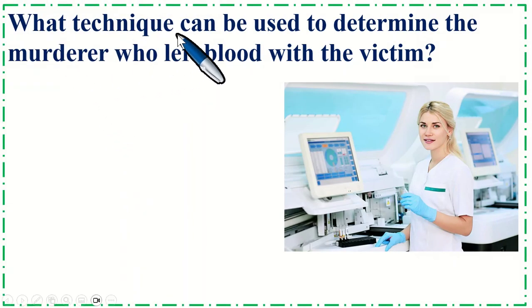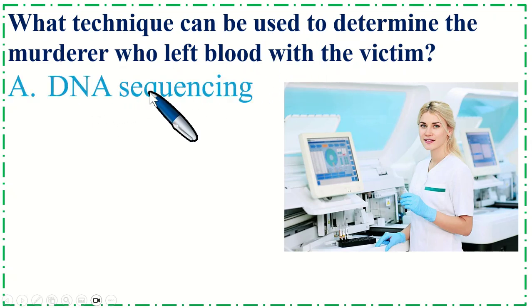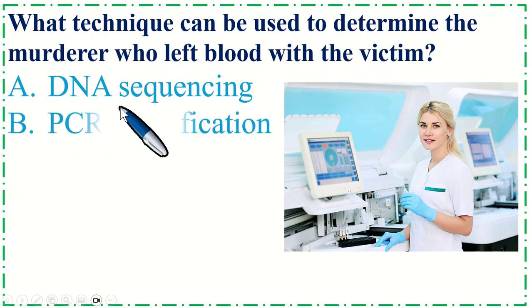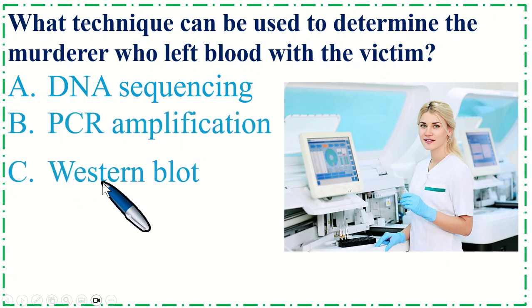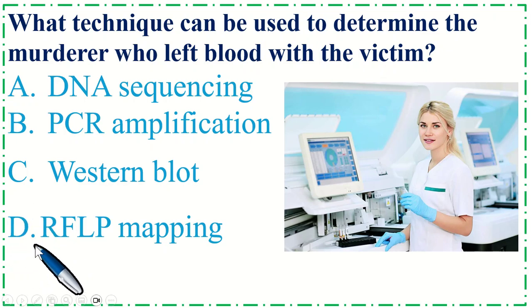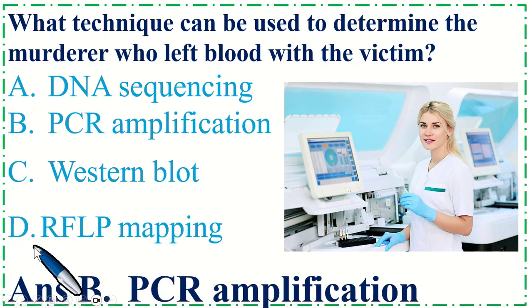What technique can be used to determine the murderer who left blood with the victim? Option A, DNA sequencing. B, PCR amplification. C, Western blot. And option D, RFLP mapping. Correct option is B, PCR amplification.